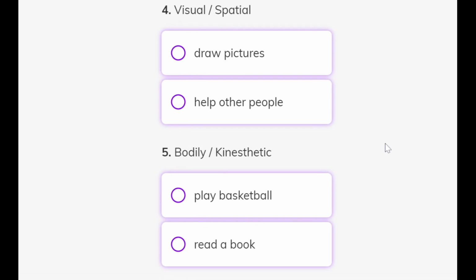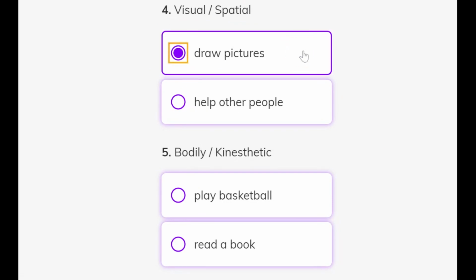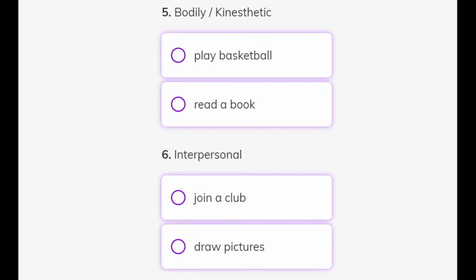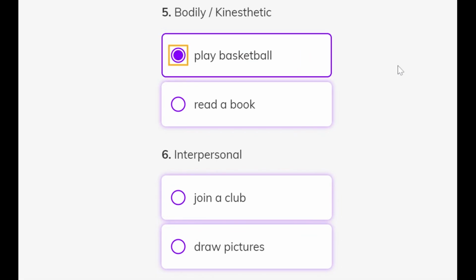Number 4, visual spatial. Draw pictures, help other people. Draw pictures. Number 5, bodily kinesthetic. Play basketball, read a book. Play basketball.